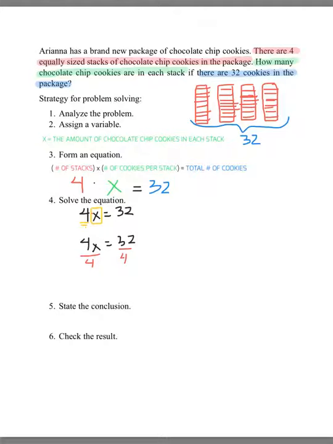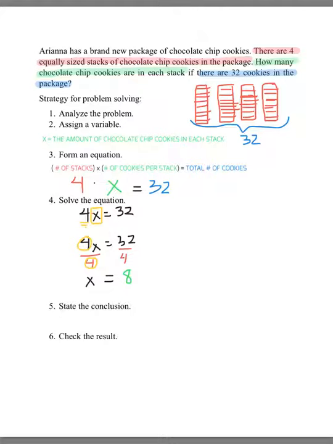So now we're going to have a 4 divided by a 4. It's going to be equal to a 1. So it's going to be 1 times x on the left, but that's just the same thing as x by itself. And on the right hand side we have 32 divided by 4. That ends up being 8. So there we go.